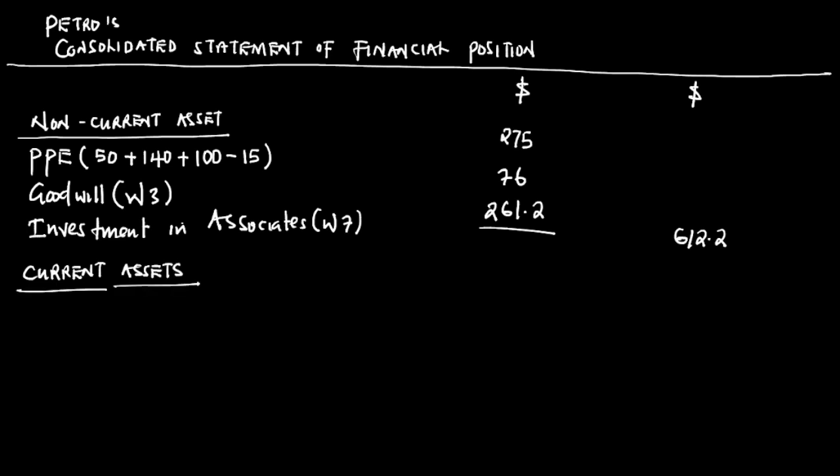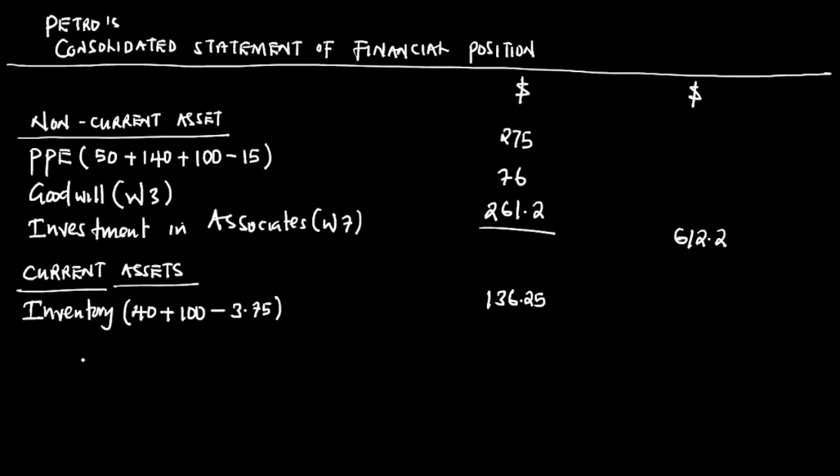So under current assets, you have inventory, open brackets, the parent 40, subsidiary 100, minus the unrealized profit. Remember that journal where we said we debit retained earnings and credit inventory. So that will give us 136.25.